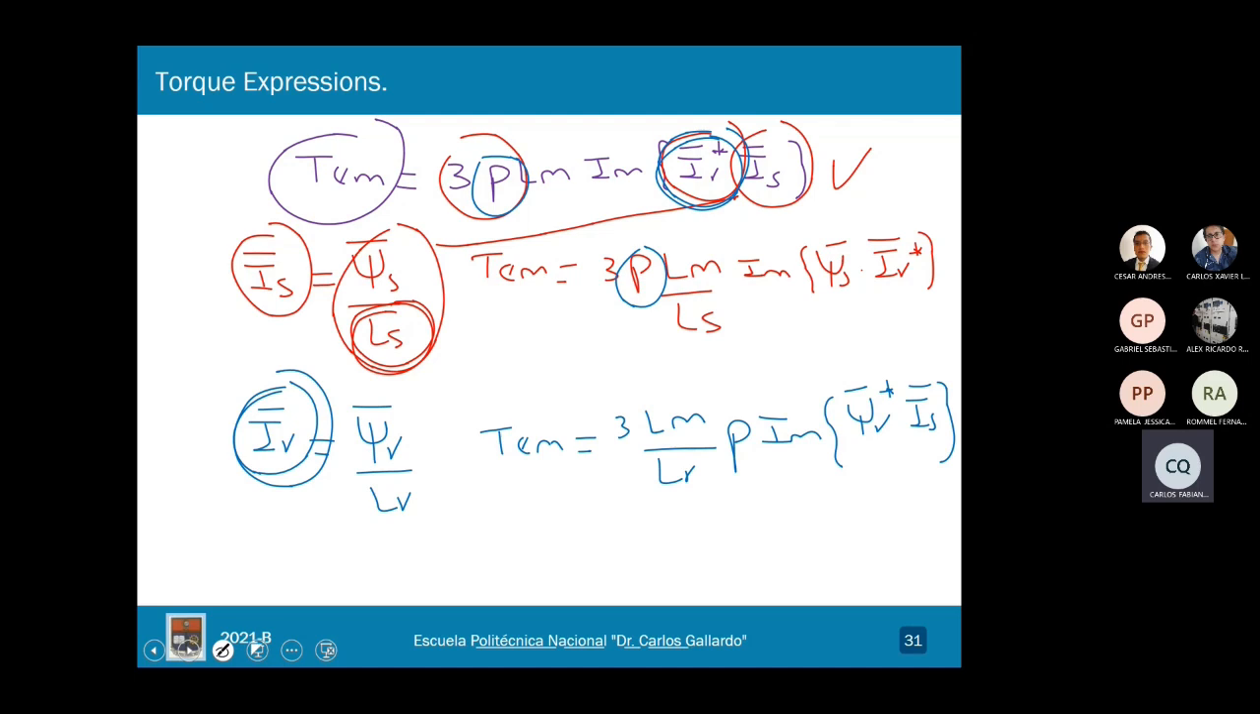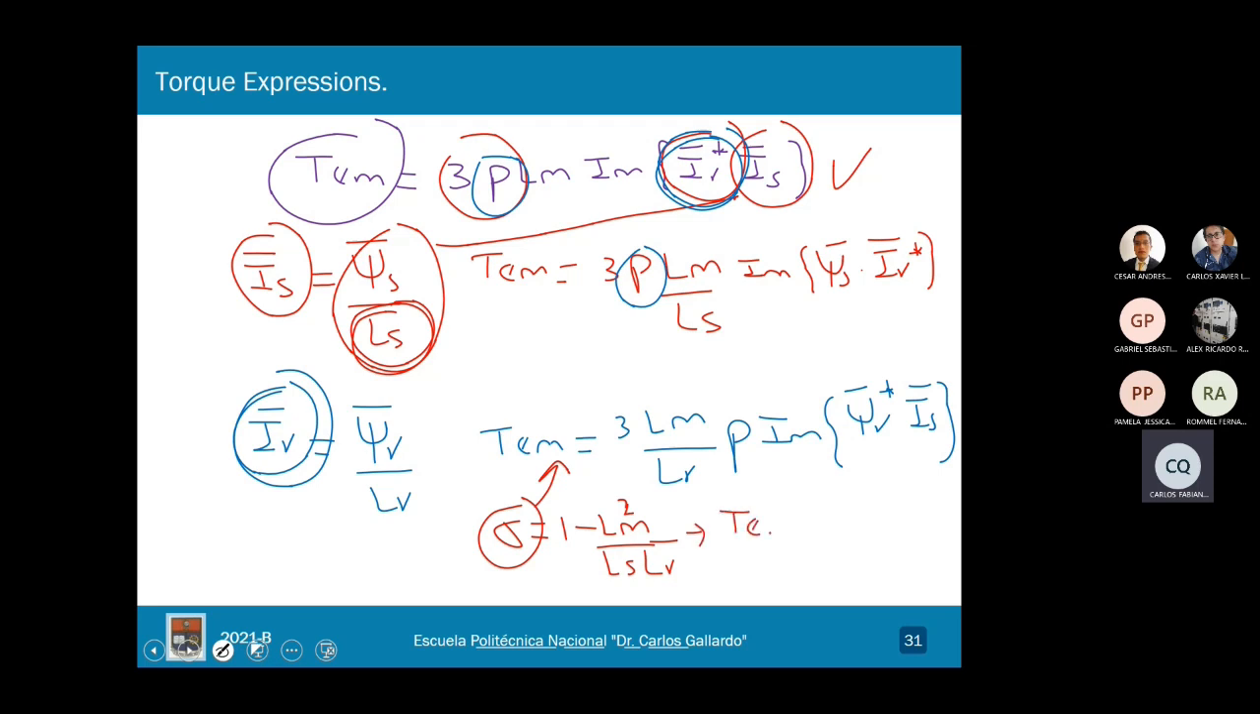So I have many expressions for the torque. Even if I want to use the leakage coefficient, do you remember the leakage coefficient is equal to 1 minus the magnetizing inductance squared over the stator inductance times the rotor inductance. Substituting in this equation, it is possible to get my final equation.